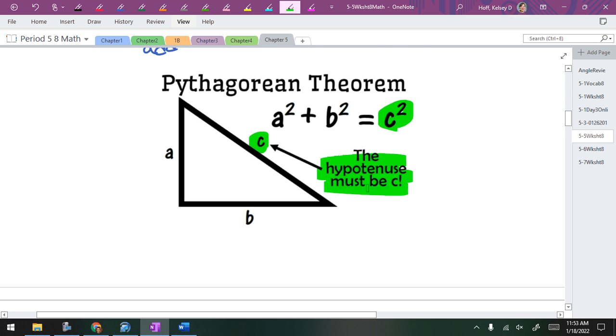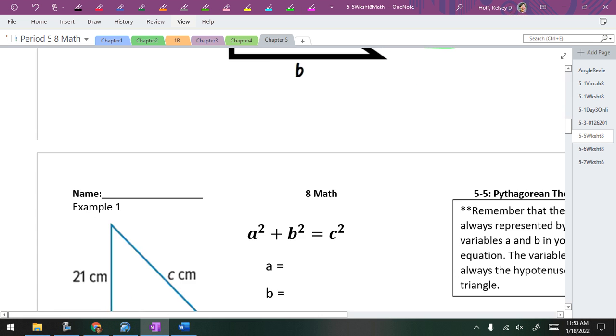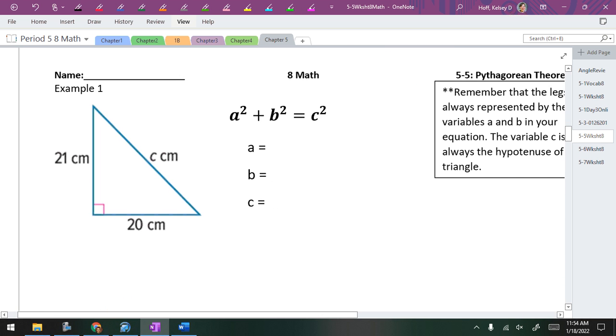So what do our problems look like today? Here's a right triangle. How do I know it's a right triangle? It's got the square in the 90 degrees in the corner, okay? And we have a 21, a 20, and then a C. So they gave us 2 sides, and they want us to find the 3rd side. Because it's a right triangle, we're going to use the Pythagorean theorem.